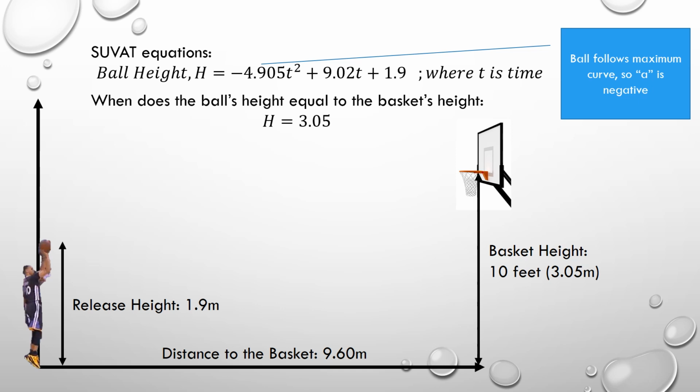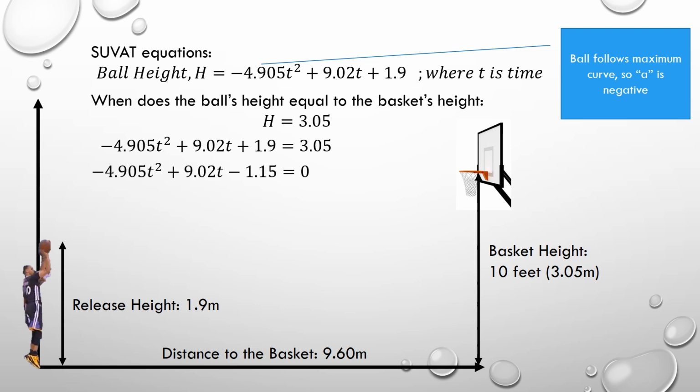So we want h to equal 3.05. That's the basket's height. We plug that into our equation, negative 4.905 t squared plus 9.02 t plus 1.9 equals 3.05. Then we move 3.05 to the left to get the equation that you see here. Then all that's left to do is to solve it using the methods we learned in Chapter 2.